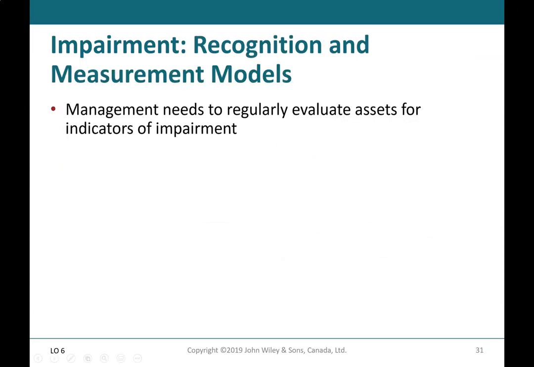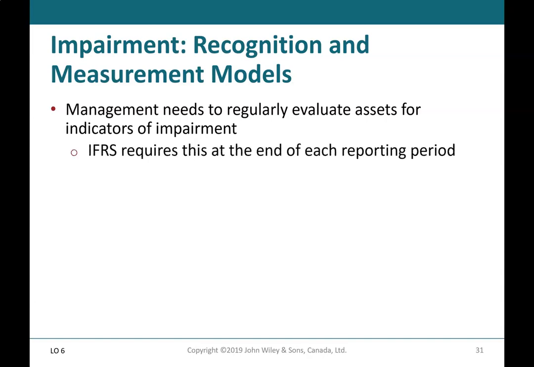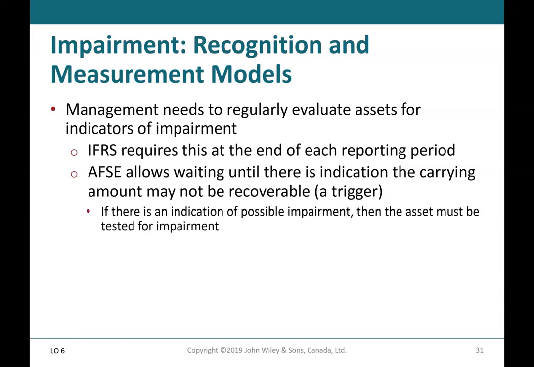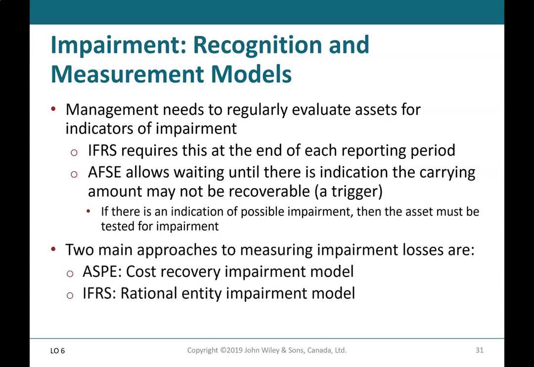Impairment, recognition and measurement models. Management needs to regularly evaluate assets for indicators of impairment. IFRS requires this at the end of each reporting period, but ASPE allows waiting until there is indication that the carrying amount may not be recoverable, a trigger. If there is an indication of possible impairment, then the asset must be tested for impairment. Two main approaches to measuring impairment losses are ASPE, the cost recovery impairment model, and IFRS, the rational entity impairment model.